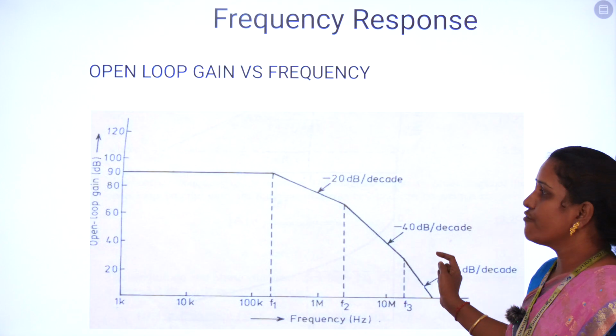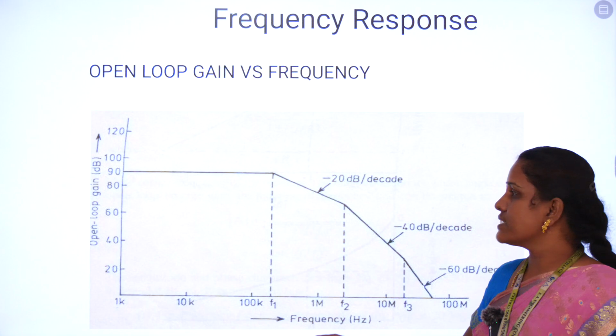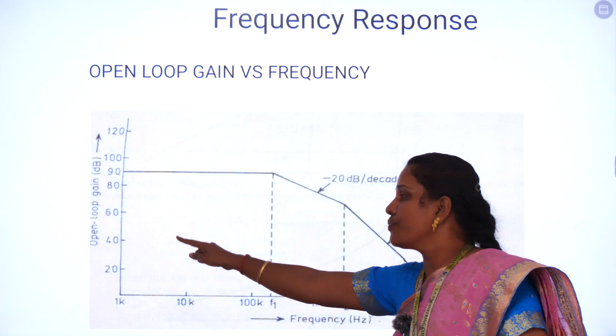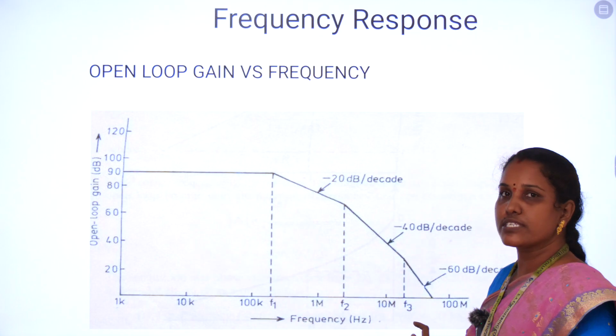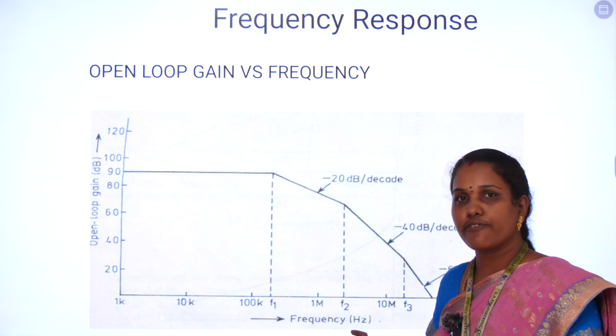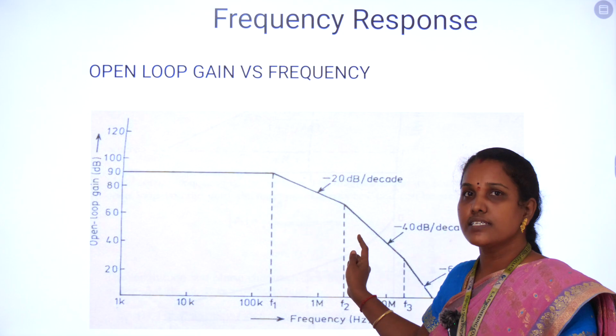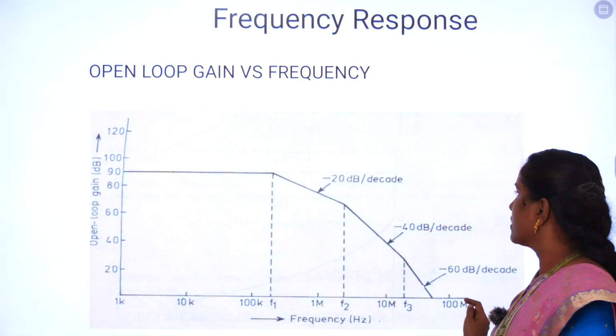Now, this is the frequency response of the IC741. This is the open loop gain versus different frequencies. Whenever the frequency increases, when you are using the IC741, what will happen? The gain will decrease at minus 10 dB per decade.